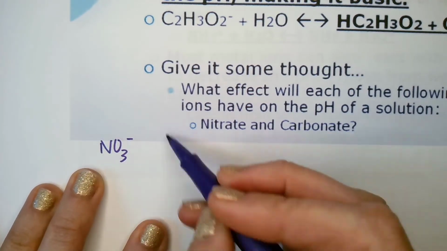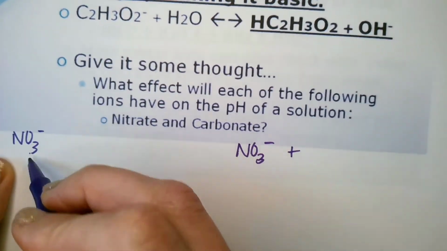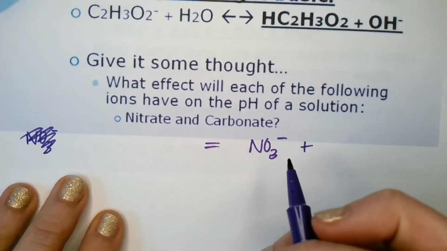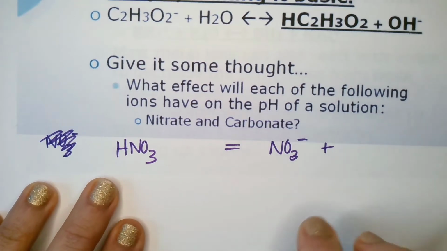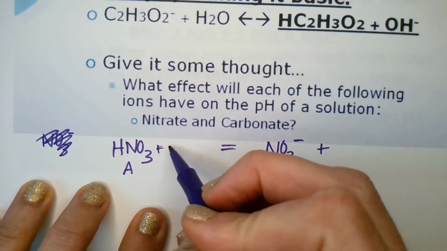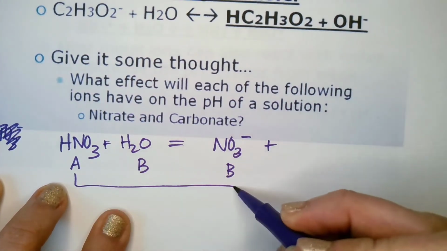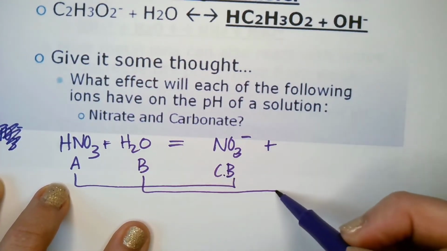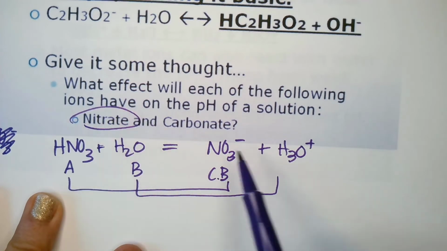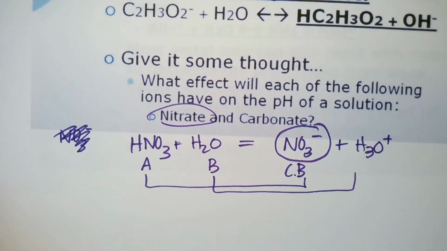Nitrate is NO3 minus. Okay, so this would be a product, NO3 minus, and we need to think, what was its parent acid? HNO3, right? So this is my acid, this would be my base. And of course we have our water acting as our base. So this is our acid, our conjugate base, H3O plus.